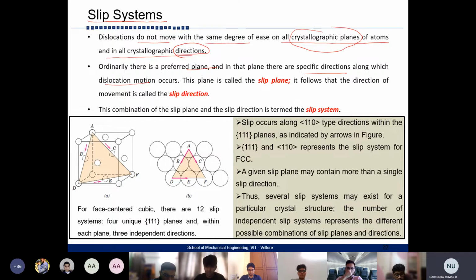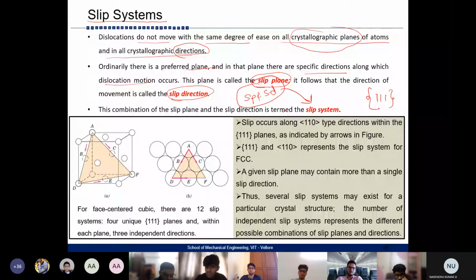The preferred plane is called the slip plane, and in that slip plane the preferred direction is called the slip direction. This combination of slip plane and slip direction together is called a slip system. Now if you take the family of 111 planes, we take the family of 111 planes.